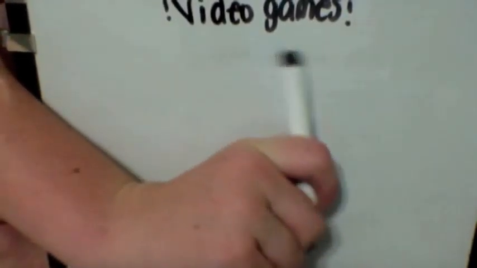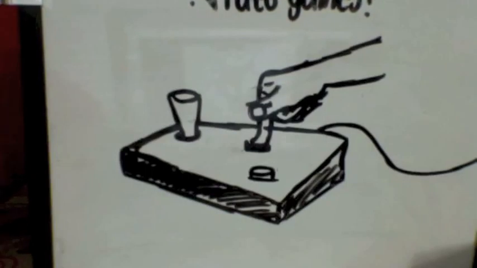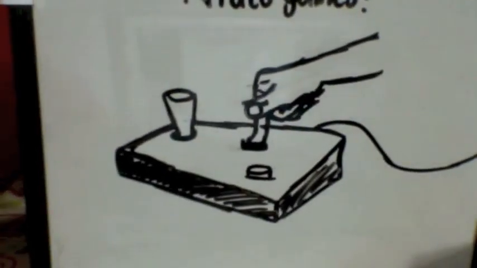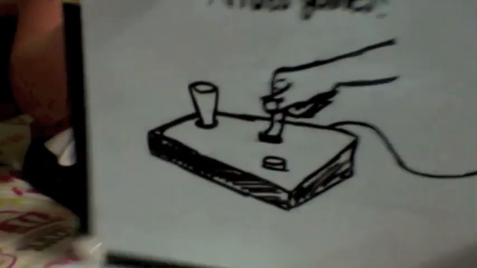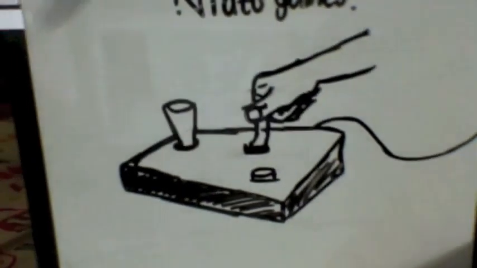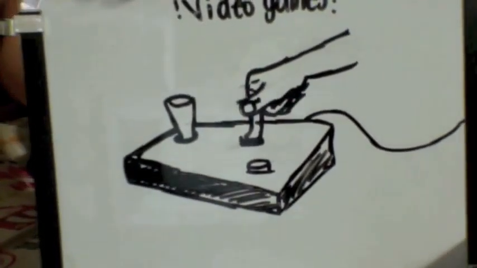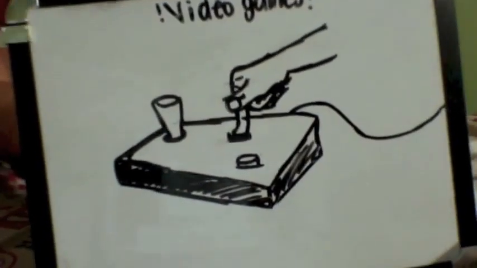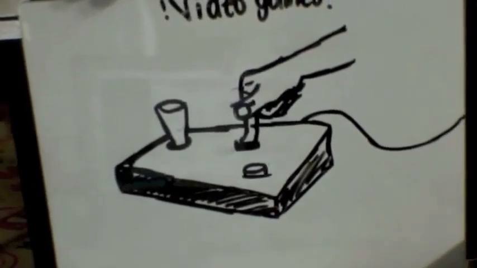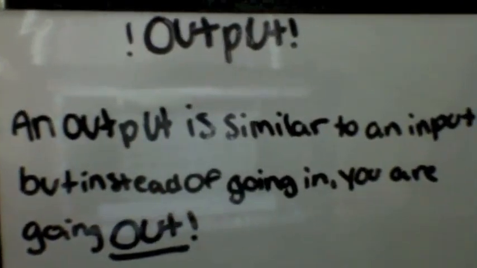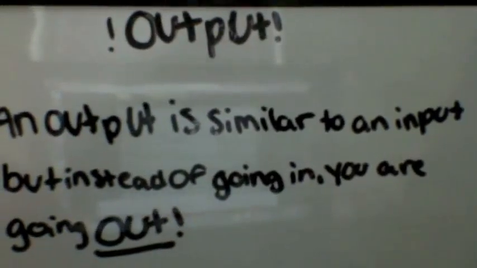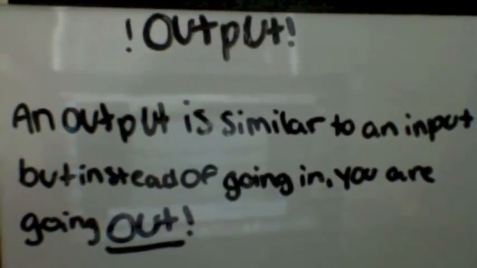Another example we can use is video games. So pressing the button of the game console will make it an input because the button is actually going in the game console. An output is similar to an input, but instead of going in, you are going out.